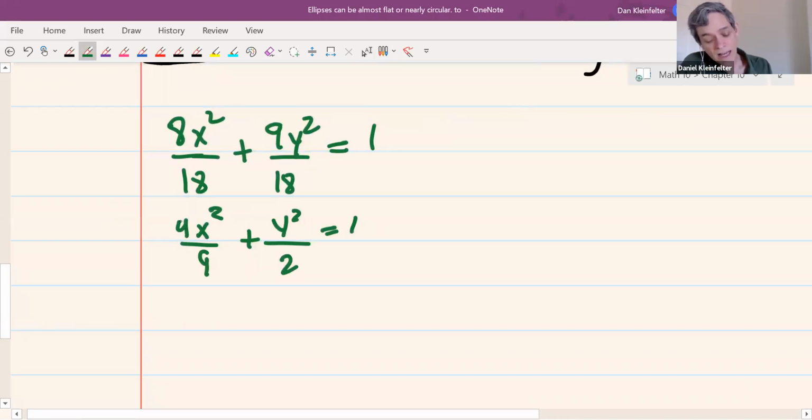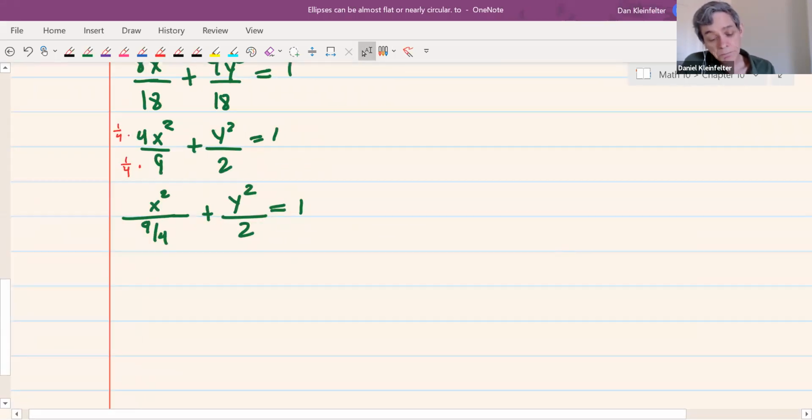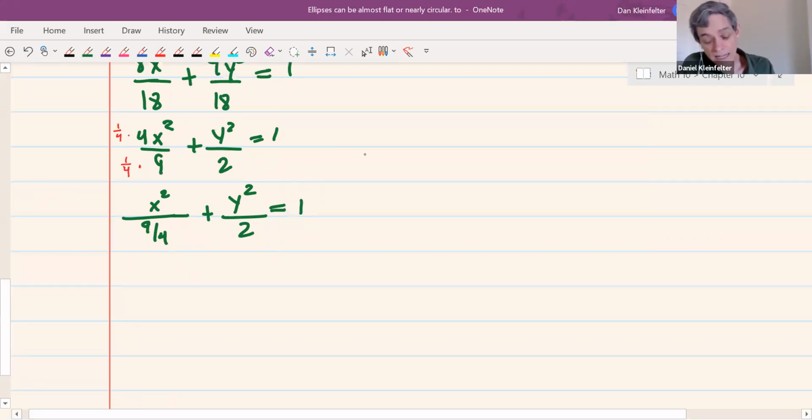So how we're going to do that is I'm going to take the left fraction and multiply by 1/4 in the numerator and denominator. That's a commonly used device to change the coefficient on either the numerator or denominator of a fraction. So 1/4 of 4x squared will make that just a single x squared. And then 1/4 of 9 is 9/4. Usually we don't like to see complex fractions in math, but here's a situation where we need it. So there it is. Now we need to know the eccentricity.